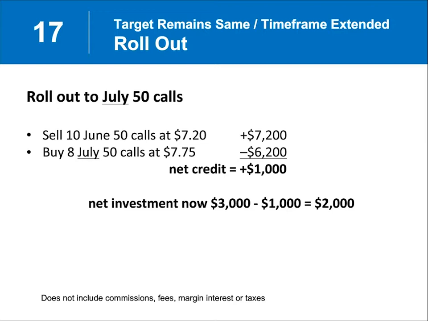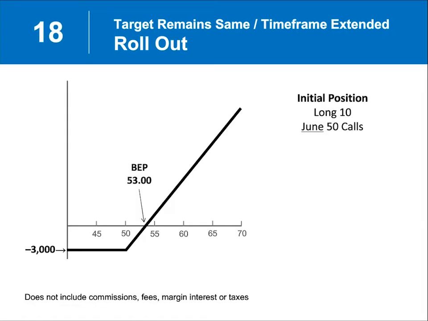Now we can decide how many we want to buy. In this case, we decide to buy 8 options. That keeps us long delta. That gives us more time. And because we're only buying 8 and spending $6,200 on that 8, we've actually rolled out in time and received a credit to do so. Our original $3,000 investment has now been reduced and has become a $2,000 net investment. That's our max loss.